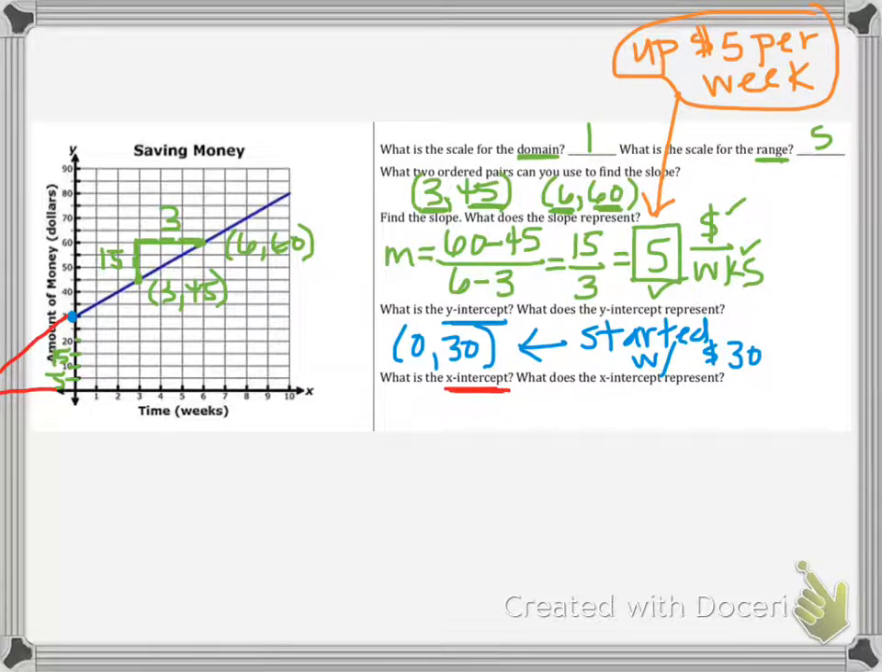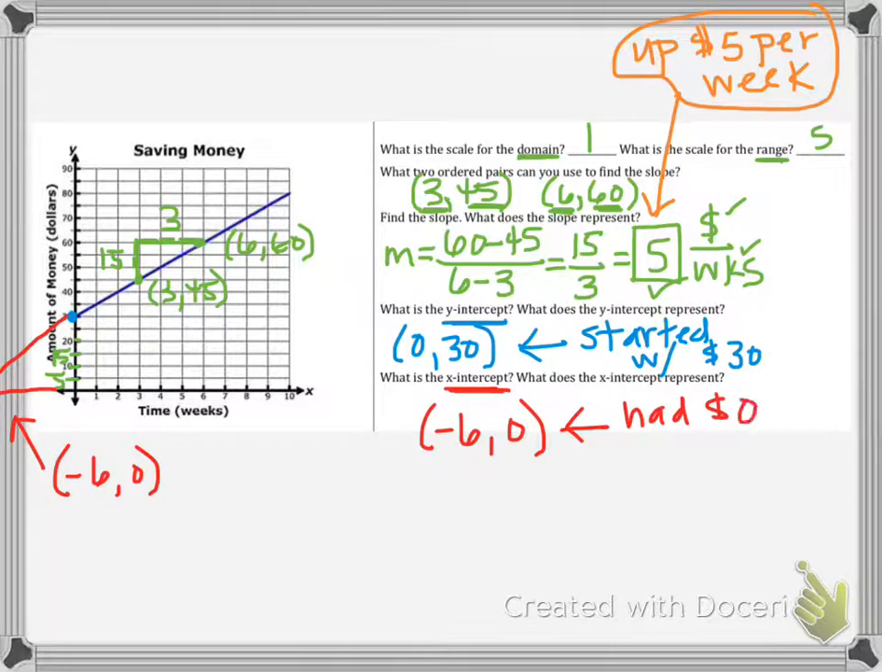So if I have to go down $5 every week, to get to $0, I'm going to go down and over 6 times, which means that's 6 weeks before. So this point over here that's off my page is really going to be -6, 0. My x-intercept is -6. And what that means is I had $0 6 weeks before we started saving.